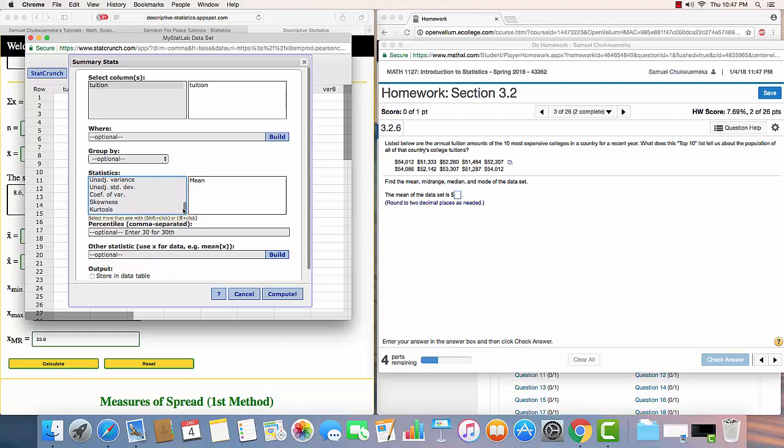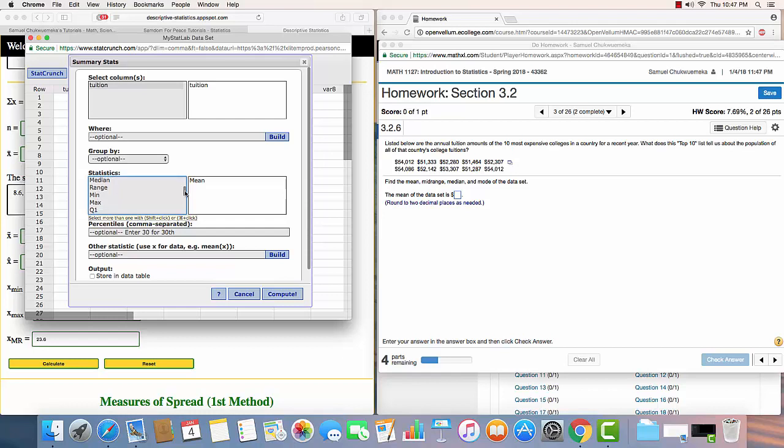Mid-range. Okay, I don't see mid-range. I do not. And that is one thing with StatCrunch. Hopefully, if any of them get to watch this video, they will add mid-range. But I don't see mid-range. I see range, but I don't see mid-range. And you cannot say range divided by 2 will be mid-range. No. The mid-range is minimum plus maximum, divided by 2.